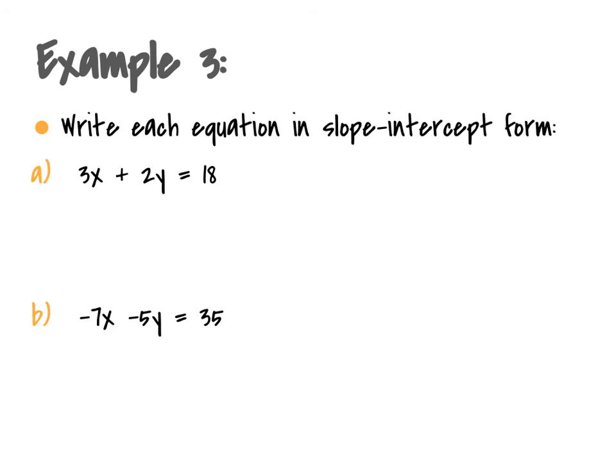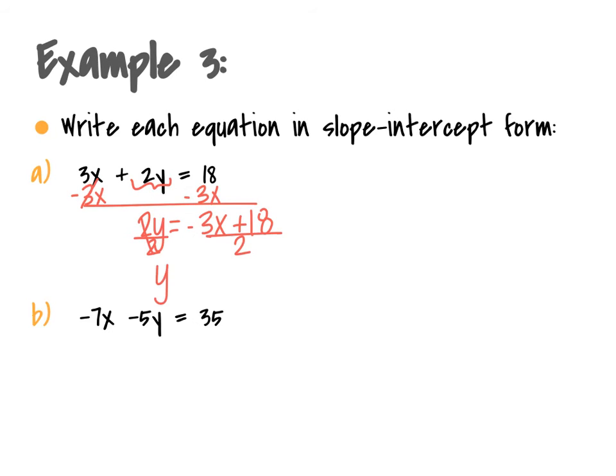Okay, A, you got to get the y by itself, so you're going to subtract 3x. And you get 2y equals negative 3x plus 18. You always want to put that x term right after the equal sign. Then you got to divide everything by 2. So you get y equals negative 3/2 x plus 9.